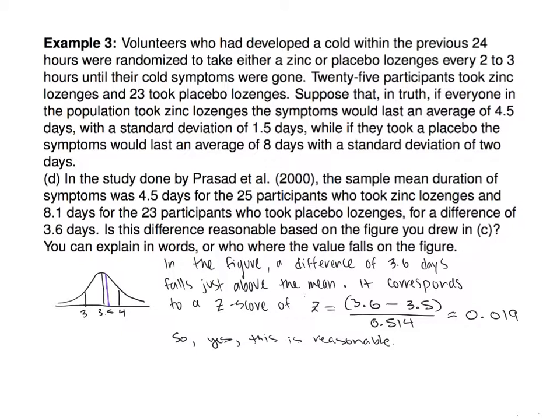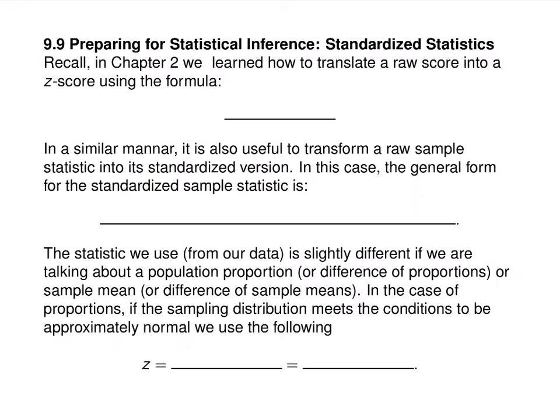So actually, this z-score serves as a nice preview, because what we're going to do in the next little bit of this lesson is compute z-scores for all sorts of different statistics. Okay, recall that in Chapter 2, we learned how to translate a raw score into a standardized z-score using the formula z equals x minus mu over sigma. Now, in a similar manner, it's also useful to transform a raw sample statistic into its standardized version.